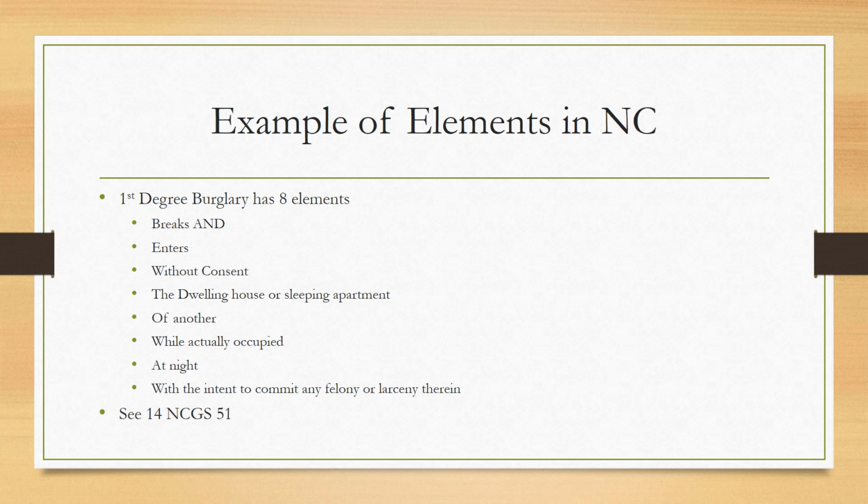You can find this crime in North Carolina General Statute, Chapter 14, Section 51. Okay, so we break up the act, and you see some of these are physical acts. Some of them go to intent, which I talked about at the beginning of this lecture. So you break, which literally means that you make a hole or an opening. You don't have to actually physically break a window. If you lifted the window up, if you turned the doorknob, you have broken.